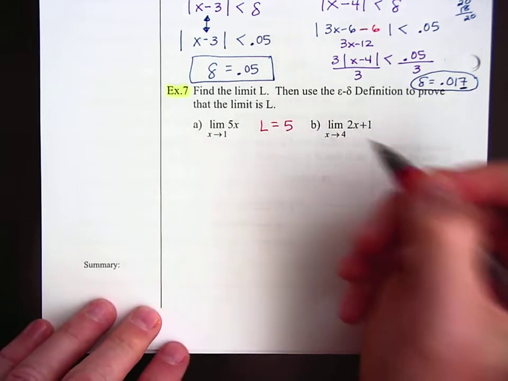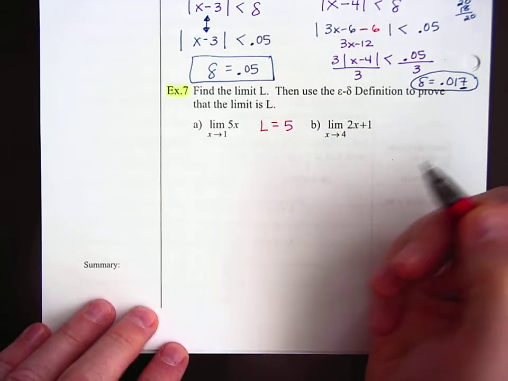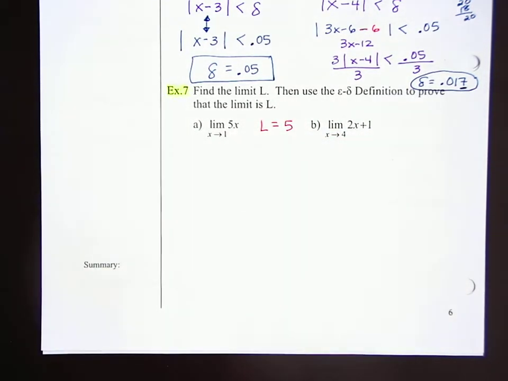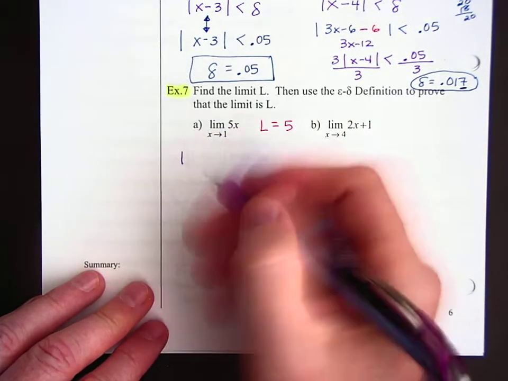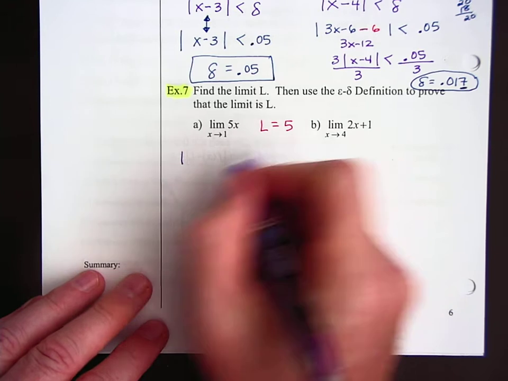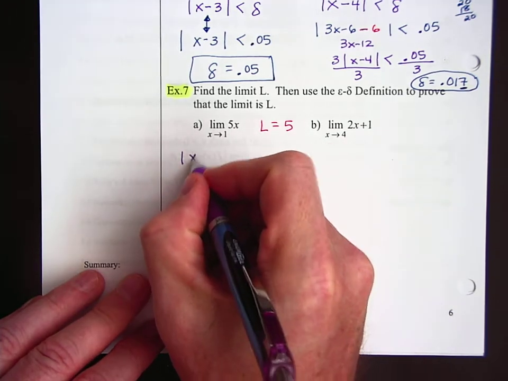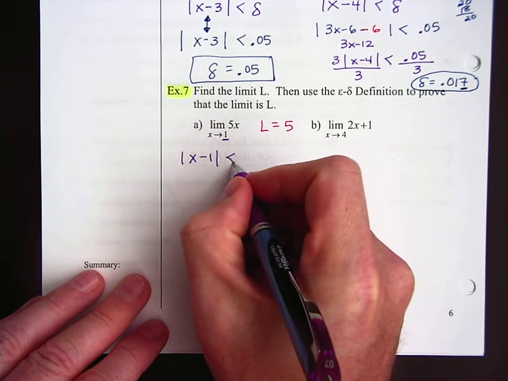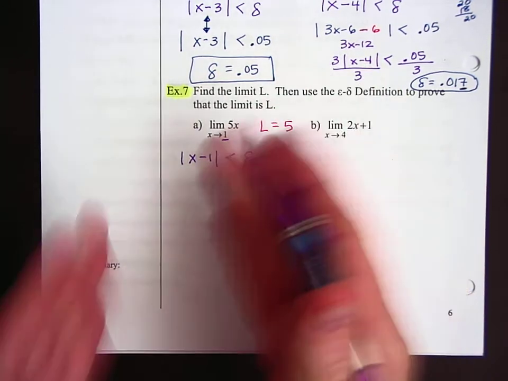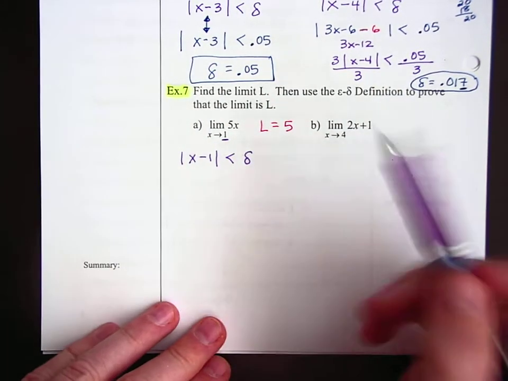Times 1 is 5. Okay, and so the next step is to take x minus c. And we could have done either of these steps first because we don't need that to do this. This step is x minus c, which is right there, and that's less than delta. So either one of those steps could be first because they're not related to each other.